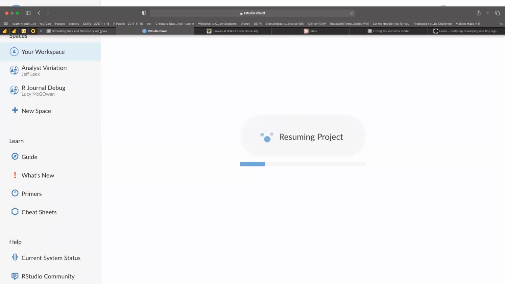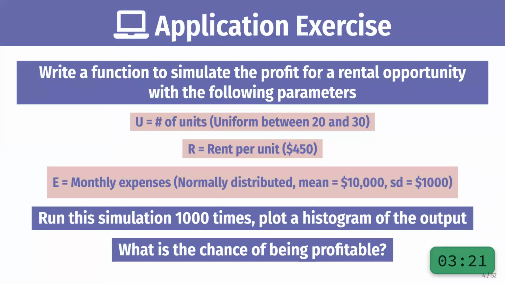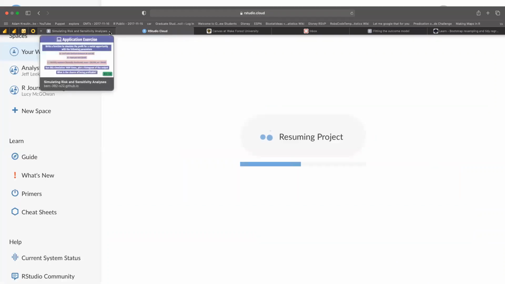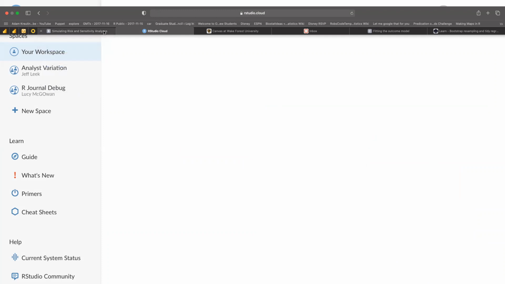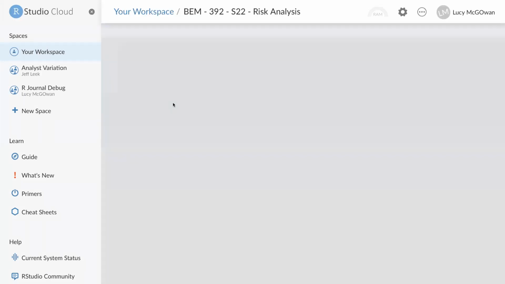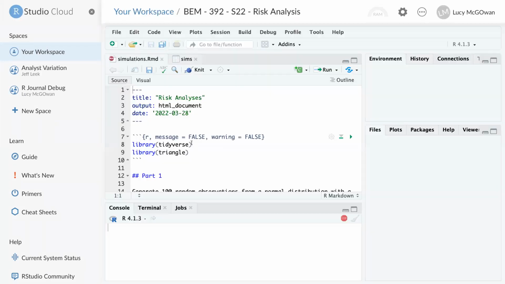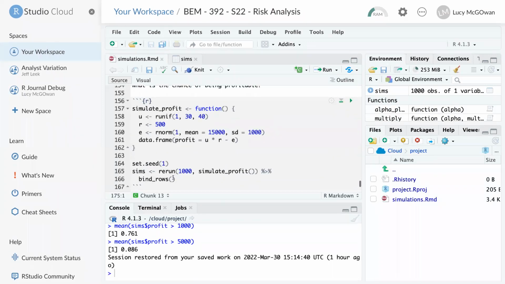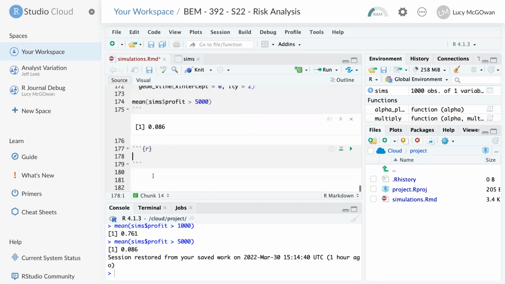So I'm going to use the same code we did last time, but I'm just going to update some of the parameters. So now the number of units is uniform between 20 and 30. The rent is going to be $450 instead of $500, and the expenses is going to be $10,000 as the average, as opposed to $15,000. So I can take this same code that I had here, and actually I can take all of this, just copy it down to a new chunk.